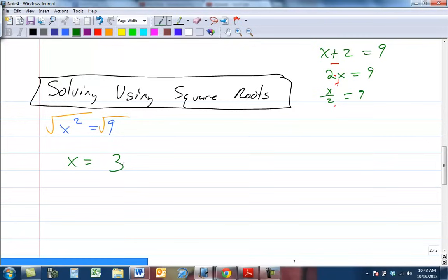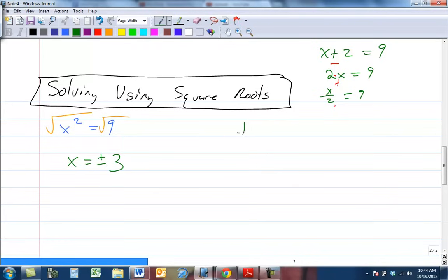And we should check our answer. 3 squared is 9. Right? However, is there anything else that when we square it equals 9? Some of you might have figured out that negative 3. Negative 3 squared is 9. Negative 3 times negative 3 is 9. So here's the thing. Whenever you use a square root to solve, you have to put a plus or minus.